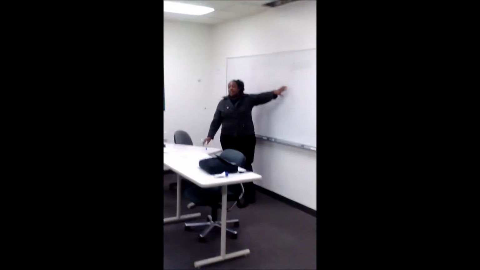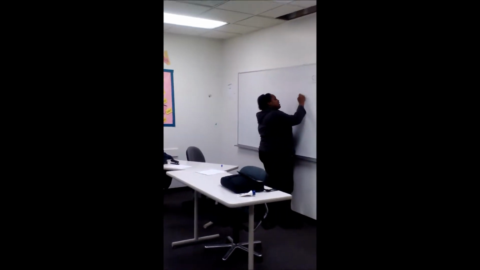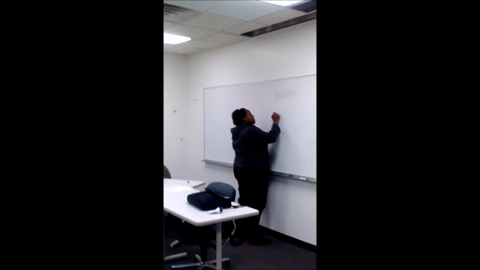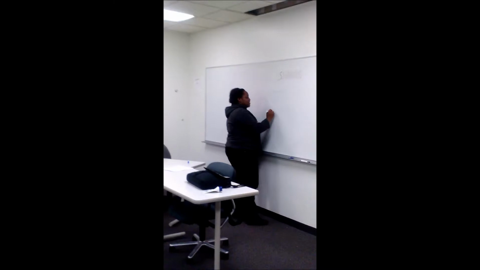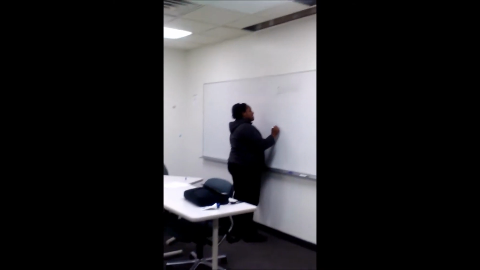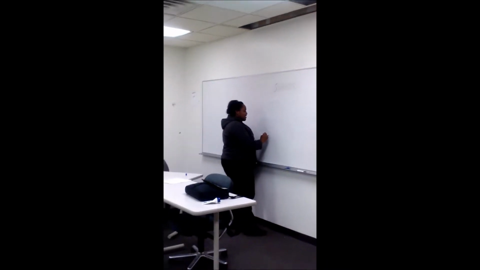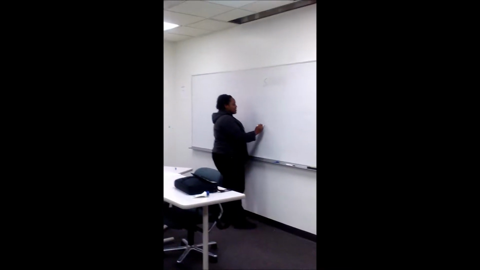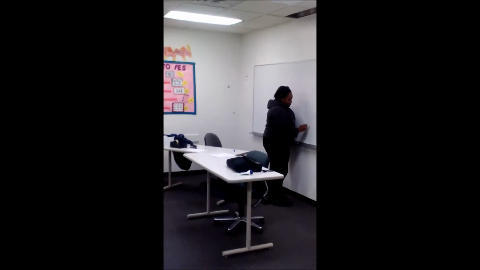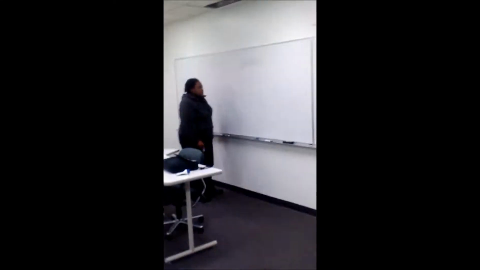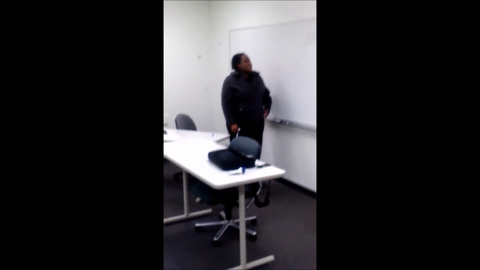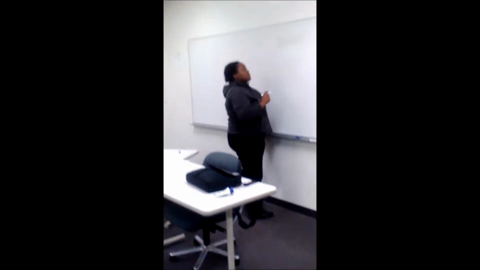Tell me, what different shapes do you know? A triangle, circle, rectangle, square. Anything else? A diamond, yes, that's a shape. Anything else? That's it. Okay, so how many sides does a triangle have?